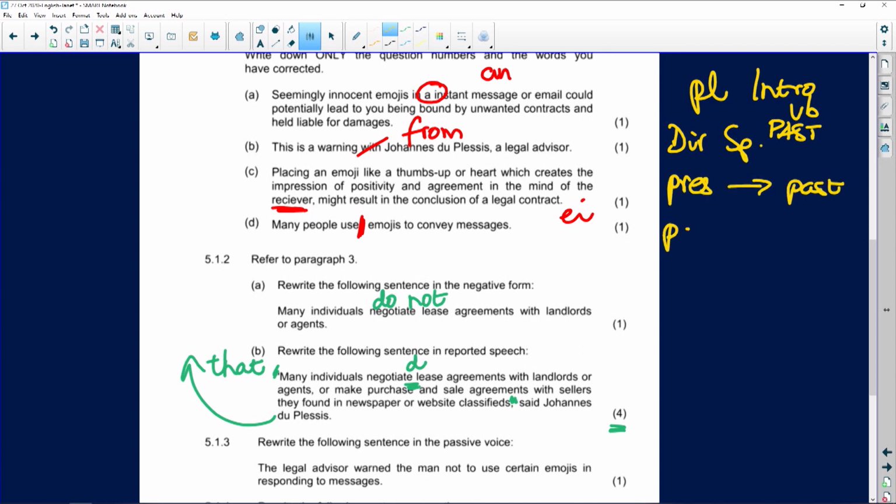If it's the past tense, it goes to the past perfect tense. So have I changed my verb? Yes. Many individuals negotiate. That is present. Many individuals negotiated lease agreements with landlords or agents, or make. There's the one that I missed. Or make or made. There's the second verb. Made purchase and sale agreements with sellers. Da-de-da, they found in. Right.